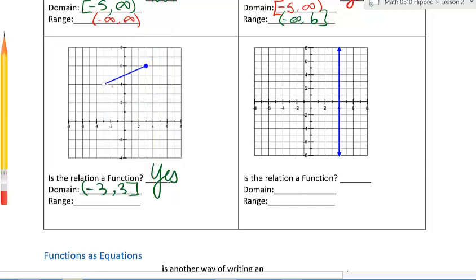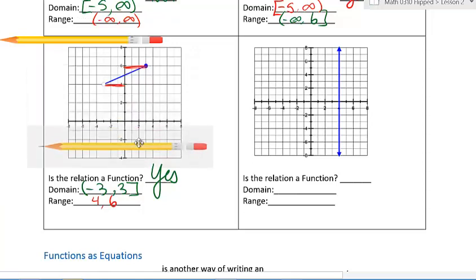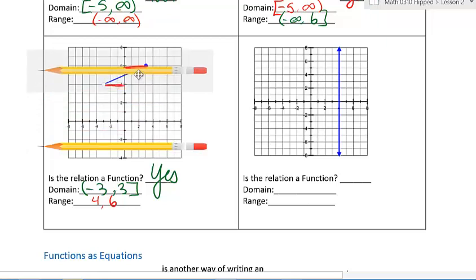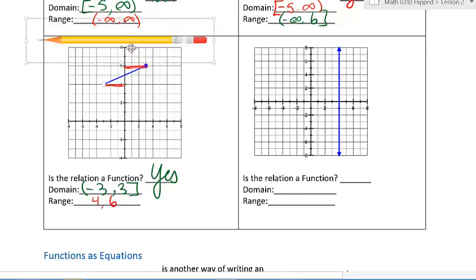For the range, I'm talking about how low can I go and how high can I go. The lowest value I can go on my range, my lowest y value, is -4, and the highest y value is 6. Another way you can think about that is to drag your pencil from the bottom. How low can I go? -4 is the first time I touch my blue value, and then 6 is the first time I stop touching my blue value. So from -4 to 6. Now -4 has the parenthesis and 6 has the bracket.